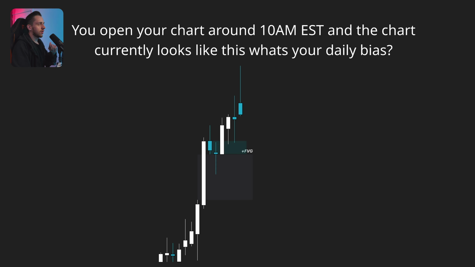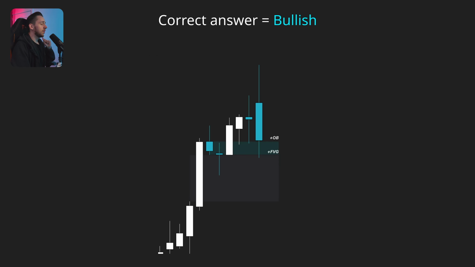You open your chart around 10 a.m. EST and the chart currently looks like this. What's your daily bias? The correct answer is gonna be bullish, right? We have the bearish tap of the order block right here, and you expect price to go higher. Same thought process as before. Bullish market structure, bullish PD arrays being tapped, you expect a reaction out of those to go higher.